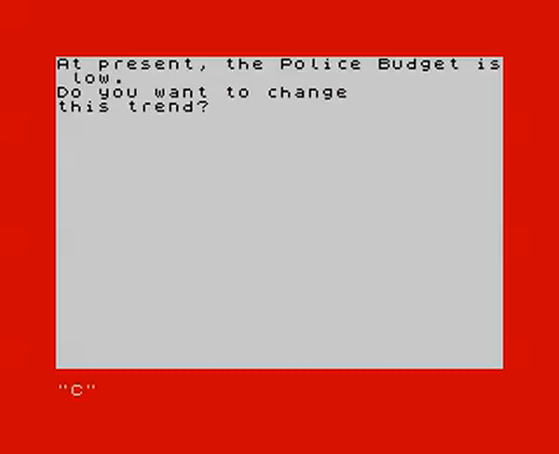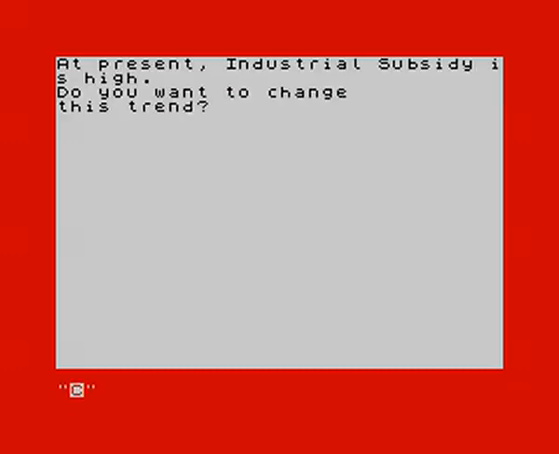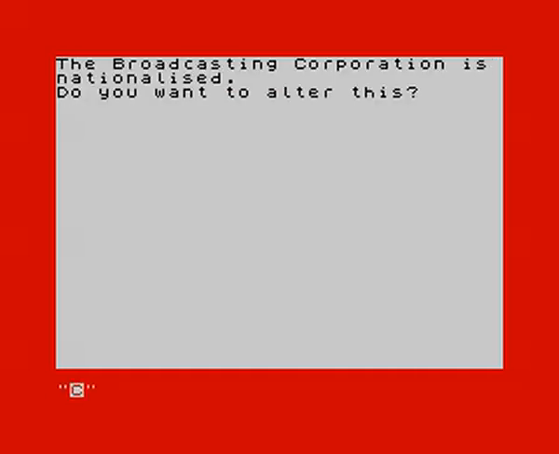Police budget is low. Crime rate is up. So let's increase the police budget. Keep defence low. Keep tax high. Keep industrial subsidies high. Keep the health budget high. Keep education high. Keep the average salary high, and let's keep everything nationalised.